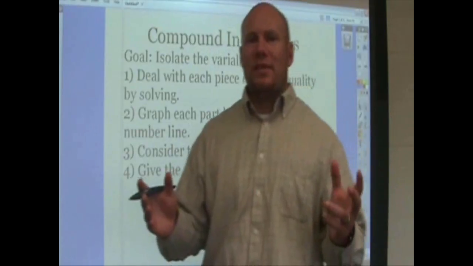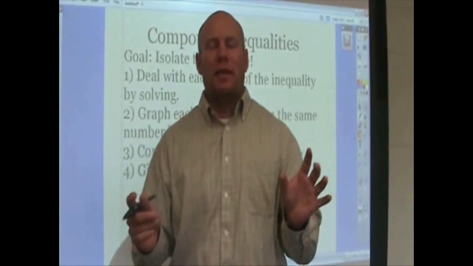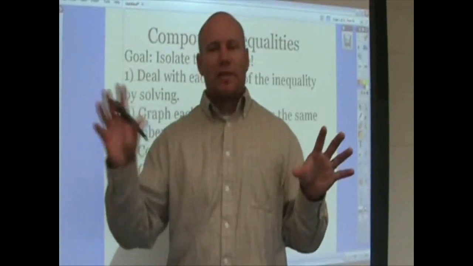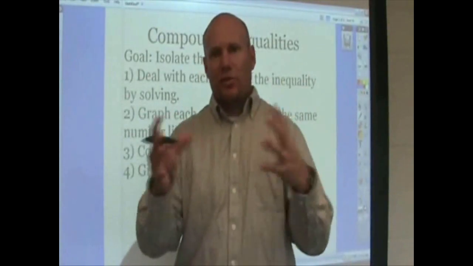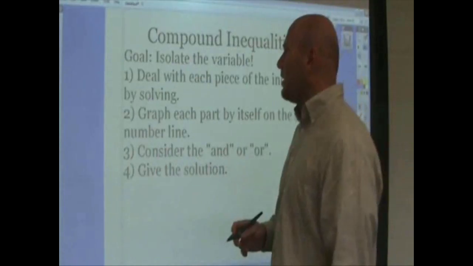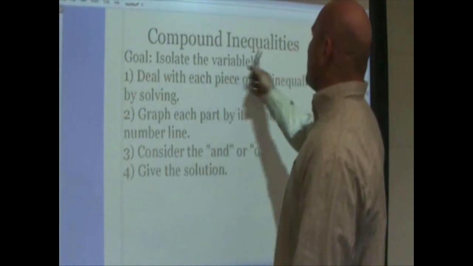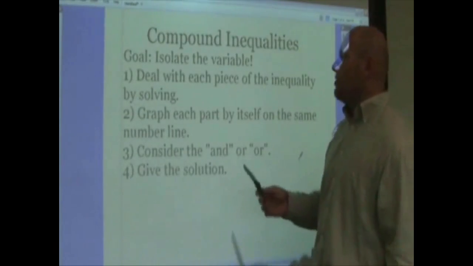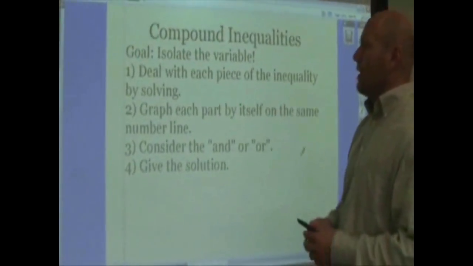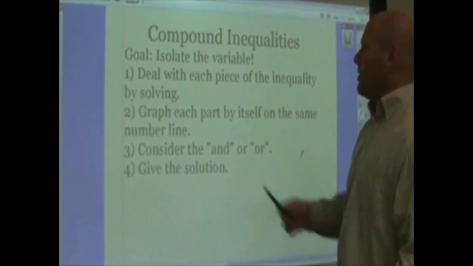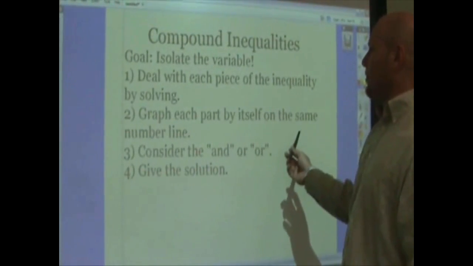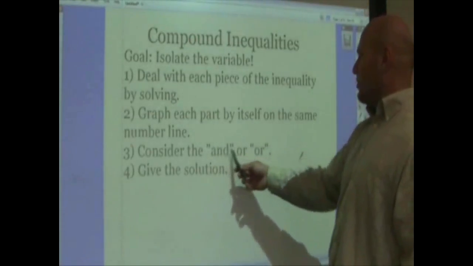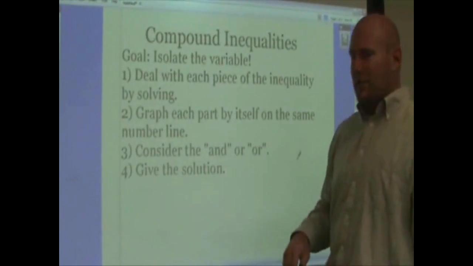Compound inequality, what that means is you have two conditions that need to be met. So you have x is this or x is that, and then you have to be able to get those two things together and compare them. So dealing with a compound inequality, you want to isolate your variable just like we have been doing. You want to deal with each piece of the inequality by solving, and you want to graph each part by itself on the same number line. Then you need to consider your and or your or, and then you need to give the solution.